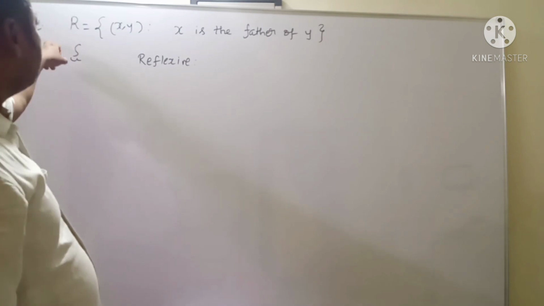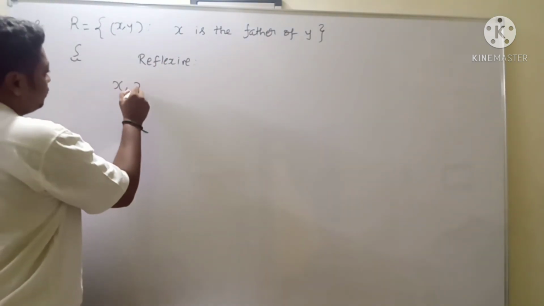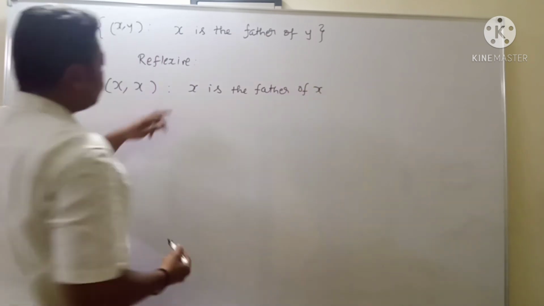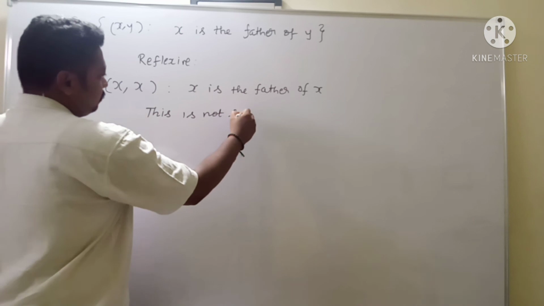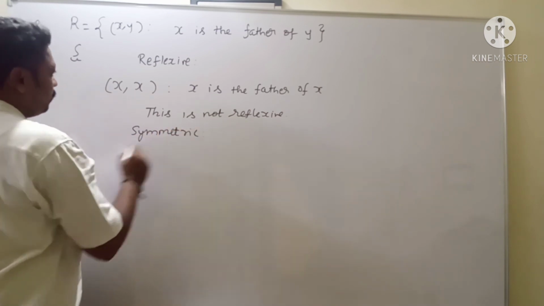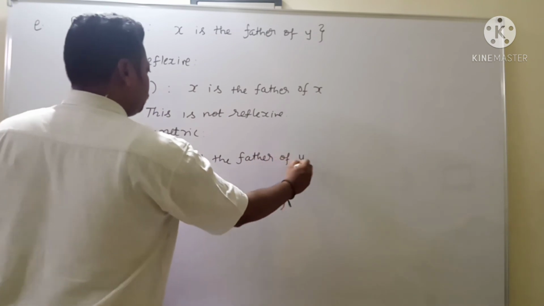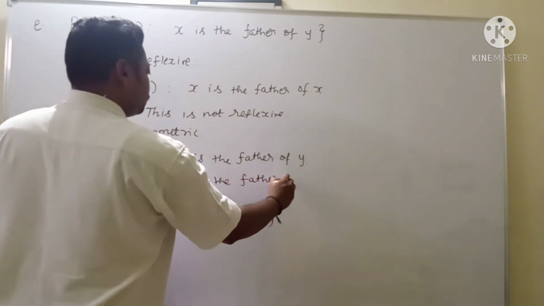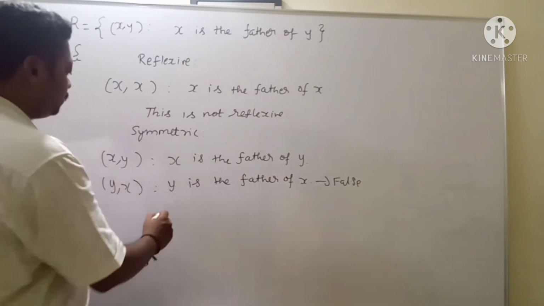Coming to subpart E, the relation is given as x comma y such that x is the father of y. Let's check for reflexive. If you write x comma x, it says x is the father of x. One cannot be the father of himself. So this is false. So this is not reflexive. We'll check for the symmetric. If x is the father of y, and you write y comma x, y is the father of x, which is false. Why? Because y is the son of x. So this is not symmetric.